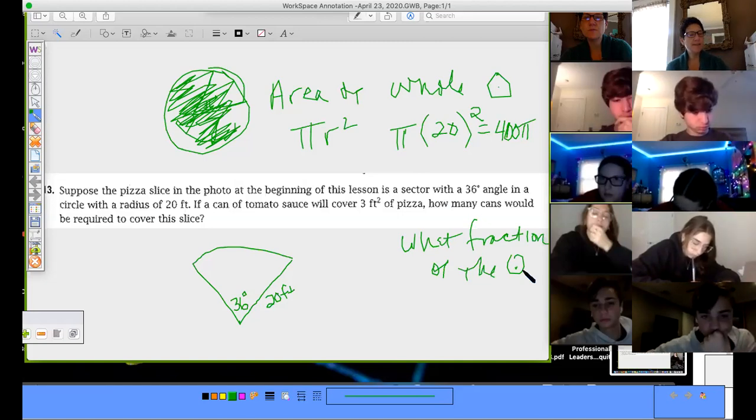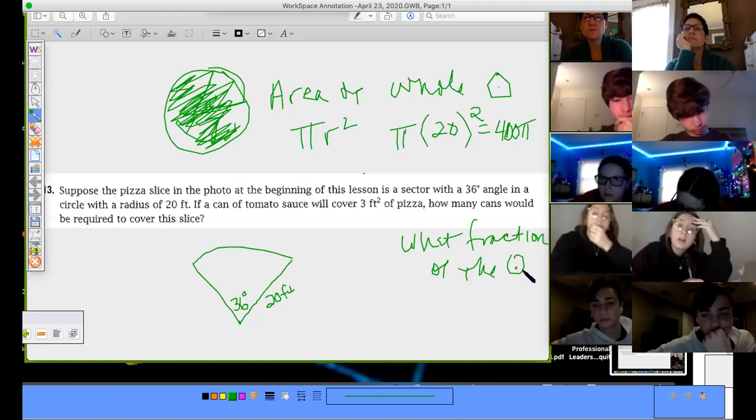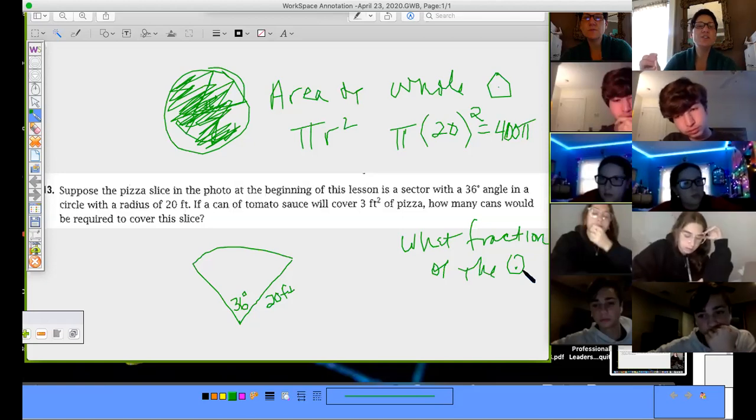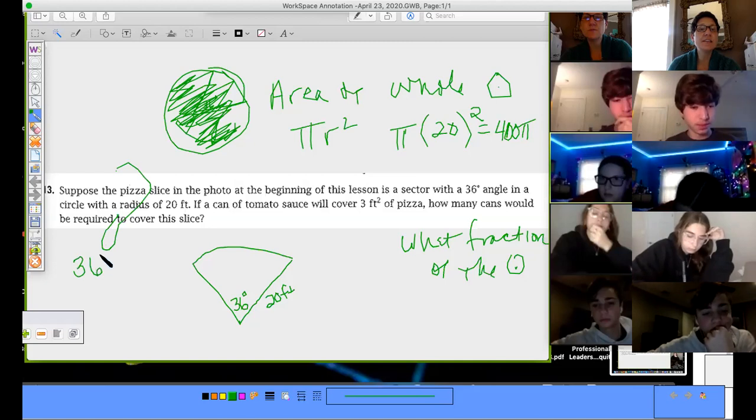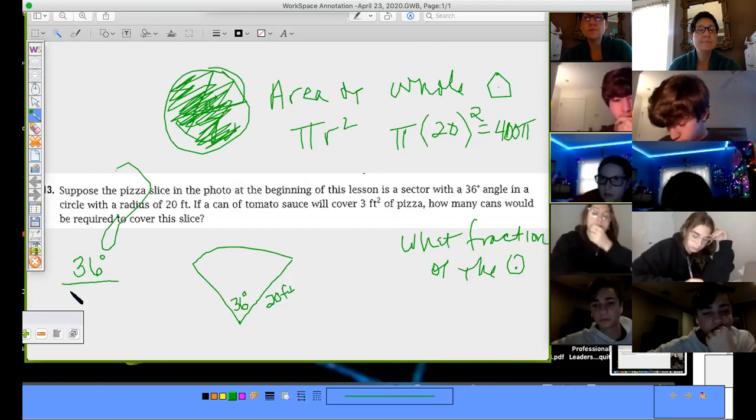So Sammy, what would you do to find out what fraction of the circle 36 degrees takes up? Well, you know the whole circle's 360. So if that's 36, it's 1/10. Yes. Good. So Harrison, what did she just do? She said, I'm going to write this as 1/10. Well, how did she get 1/10? Because she did 36 degrees divided by what? Harrison, you did 36 divided by what? How many total?